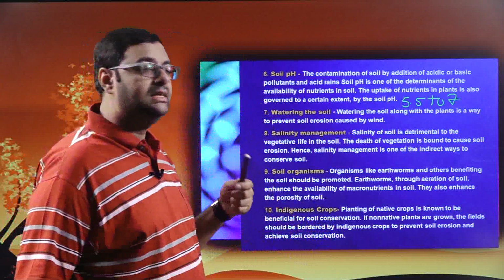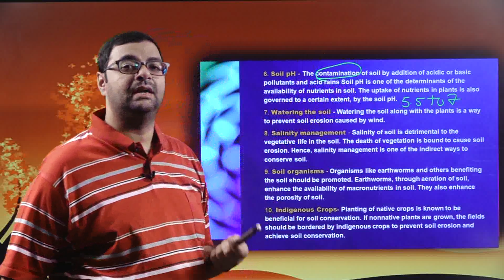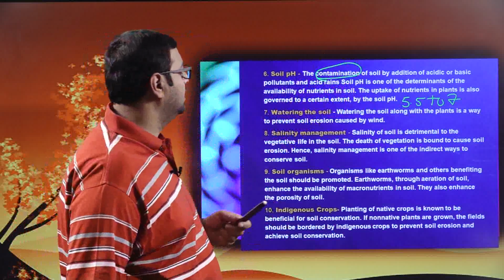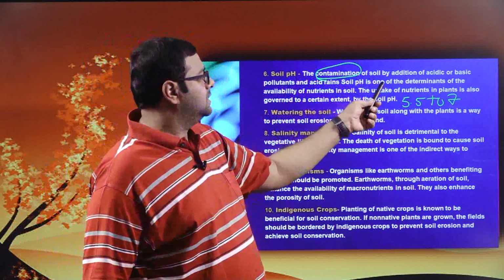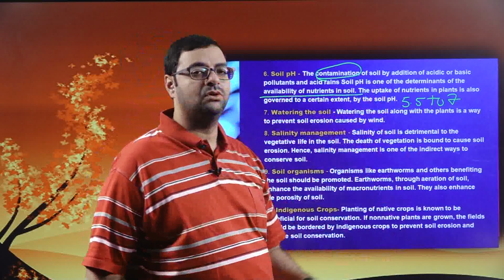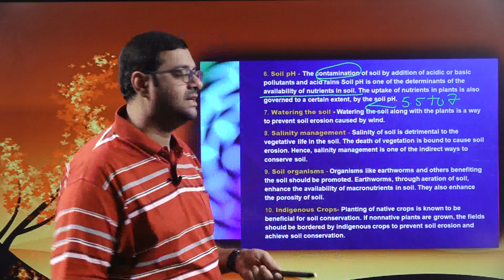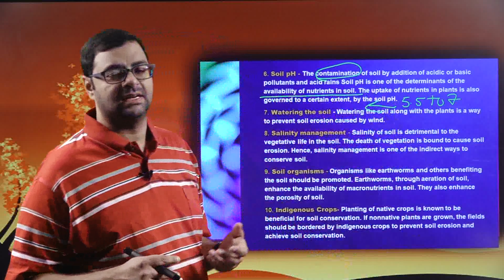Okay, these are the agents which contaminate the soil. Then soil pH is one of the determinants of availability of nutrients in the soil. If the soil pH is less than 5.5, it is considered acidic, and if it is more than 7, it is considered basic.